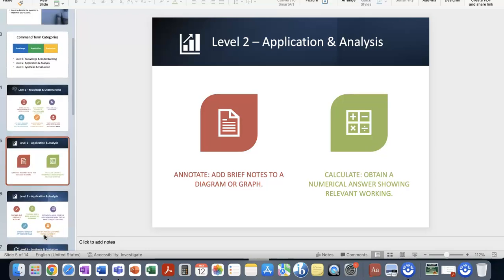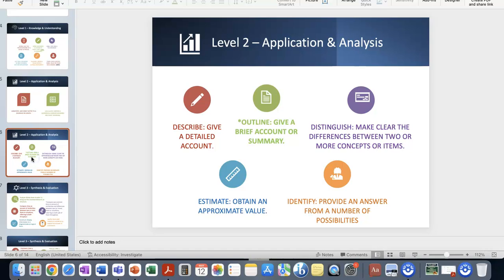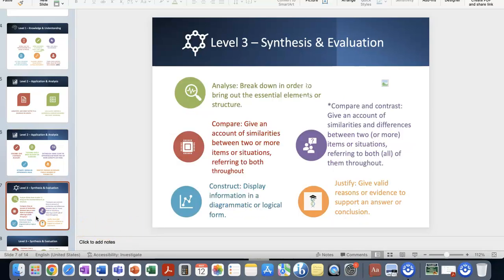Moving on, level 2. Okay, annotate, calculate, quite straightforward. I want to bring your attention to this one, outline. It's a brief account or a summary. So outline is often more than just 1 mark. It's often 2 marks or 3 marks, okay? A brief summary. So if it's a database question, they want you to summarize what's going on. That's an important one. Moving on to level 3, so more the synthesis, the evaluation.